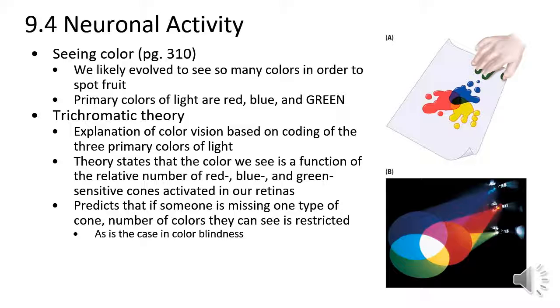Trichromatic theory accounts for very early color processing, very early in our visual system. It's an explanation of color vision based on the coding of three primary colors of light. This theory says that any color we see is a function of the relative number of red, blue, or green sensitive cones on our retina being activated. It predicts that if someone's missing one type of cone, the number of colors they see is going to be restricted. So if they just don't have red cones, they're not going to see the colors that involve red. And this is the case in color blindness.